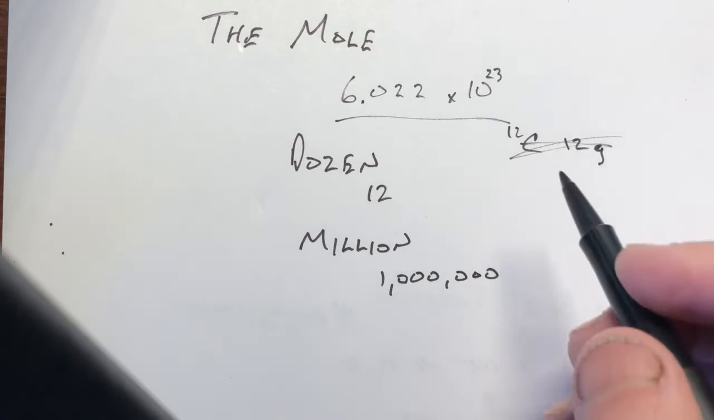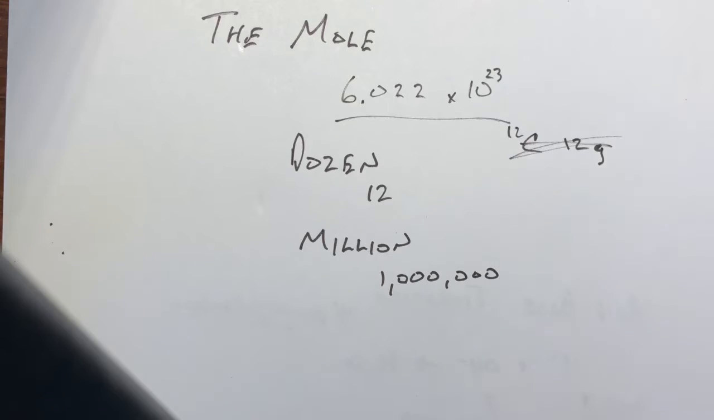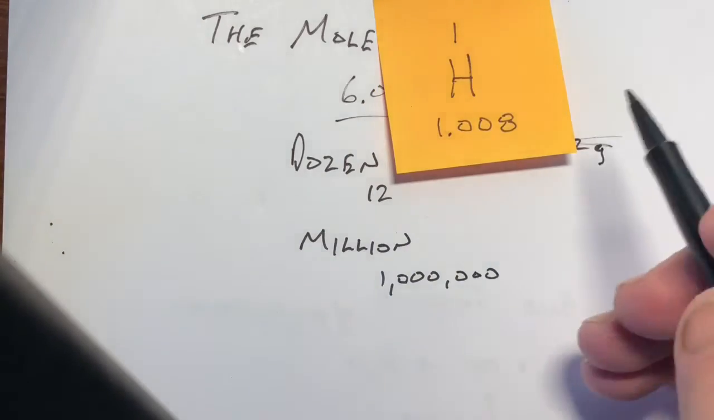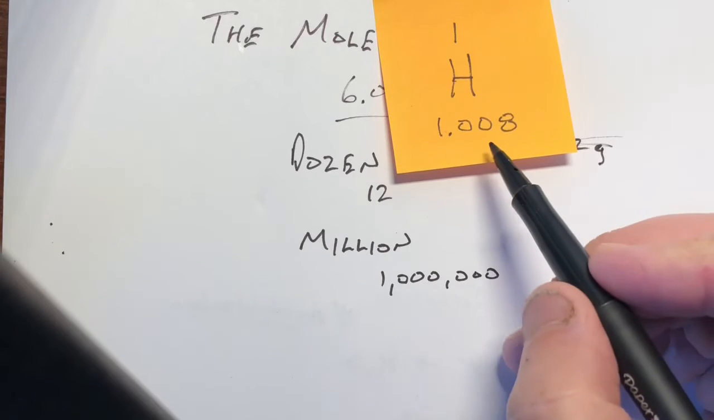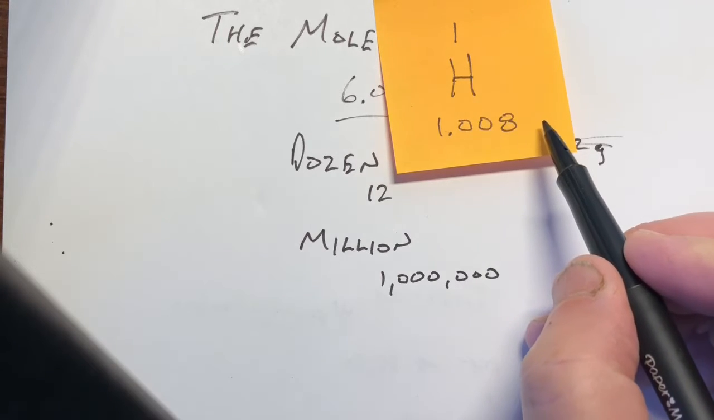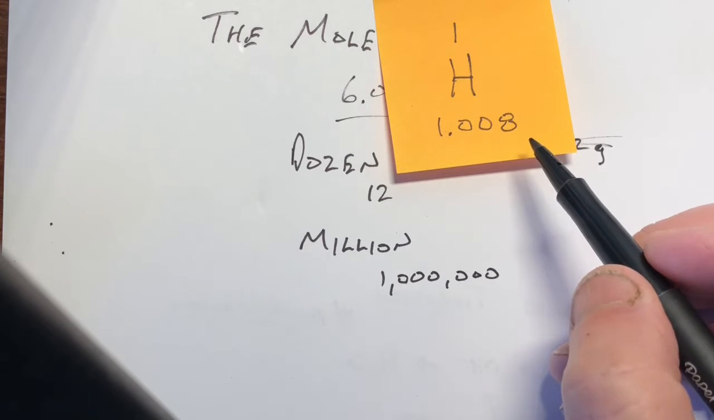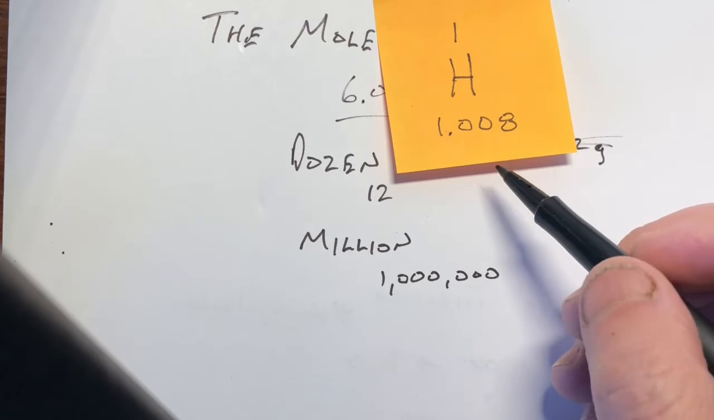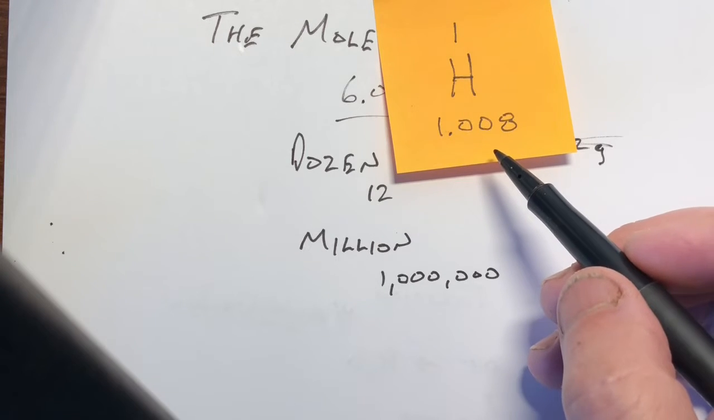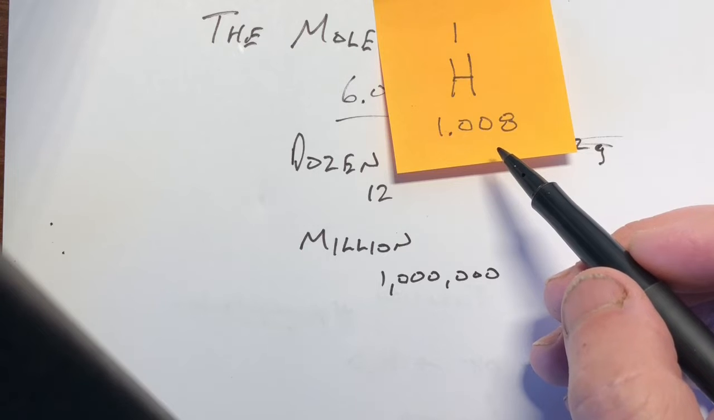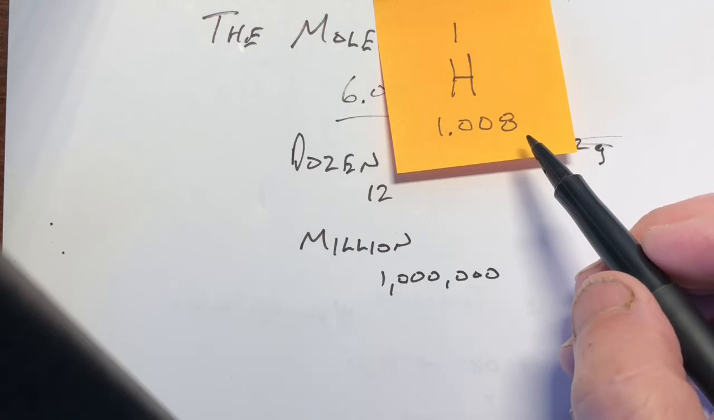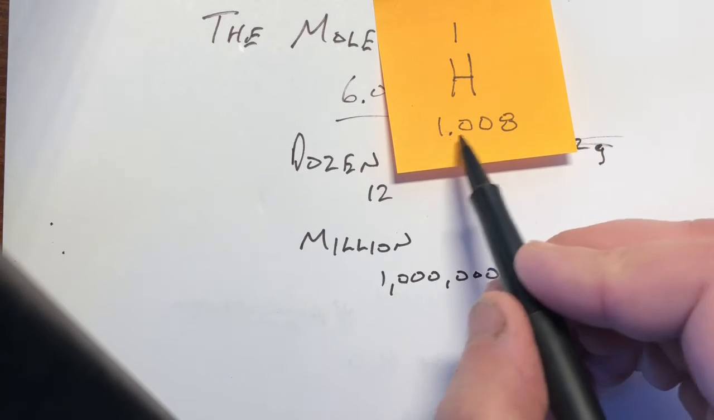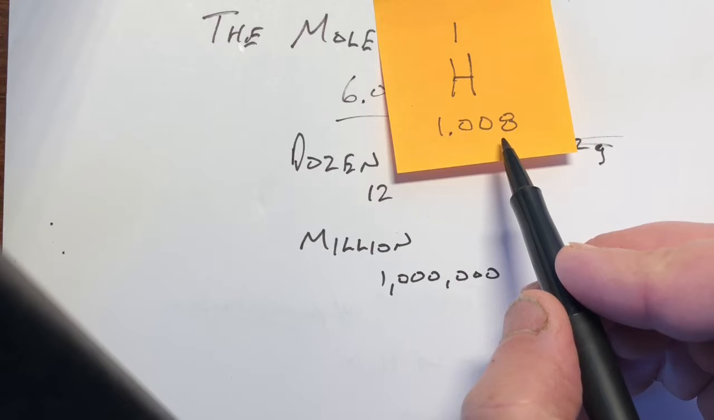Where it gets more useful is that if I were to pick any element, say hydrogen, hydrogen has an atomic mass of 1.008. Now on the periodic table, this is an average of all of the different isotopes. All hydrogen has 1 proton. Most hydrogen doesn't have any neutrons, but some does. If it has a neutron, it's called deuterium. If it has 2 neutrons, it's called tritium. In any case, this number here is the average atomic mass of hydrogen.